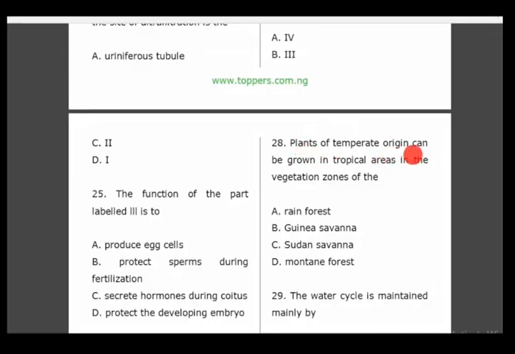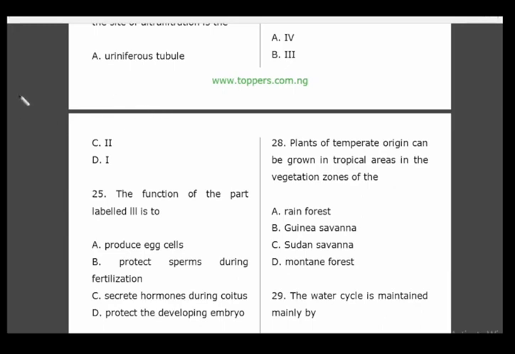Plants of temperate origin can be grown in tropical areas in vegetation zones of A. forest zone, B. Guinea savanna, C. Sudan savanna, and D. mountain savanna. When we look at this particular question here, we see that the temperate regions are polar regions.